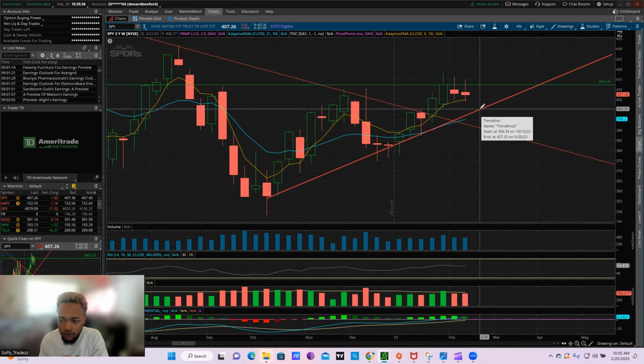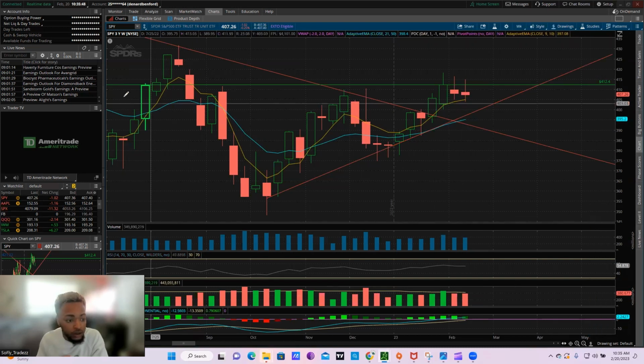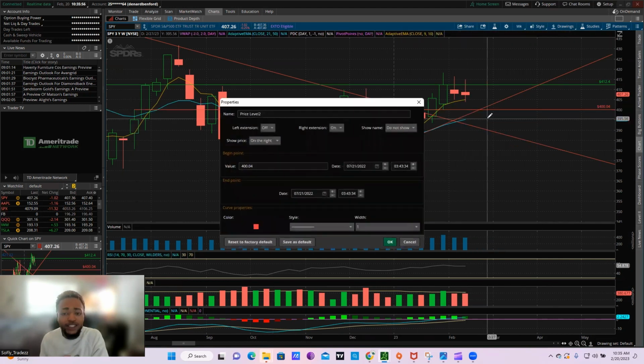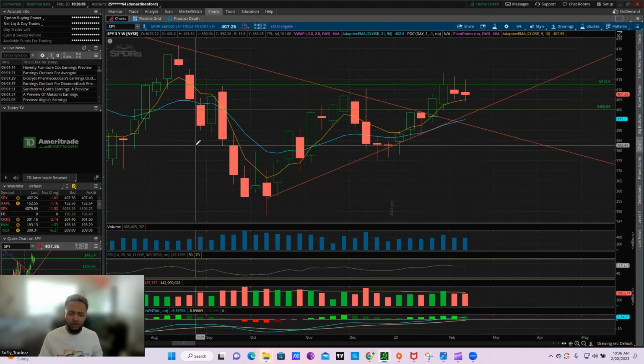Down here, this 400 area. Oh yeah, 400 is key, my boy. 400 is a key psychological area in SPY. I'm definitely gonna go ahead and mark this bad boy in. That is key. 400. Go ahead and mark that green. There we go.